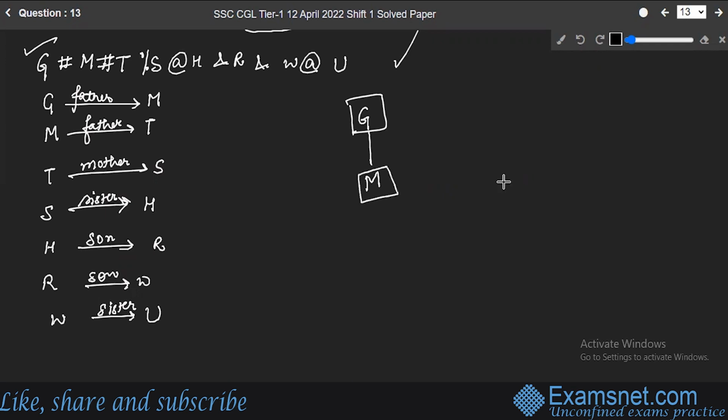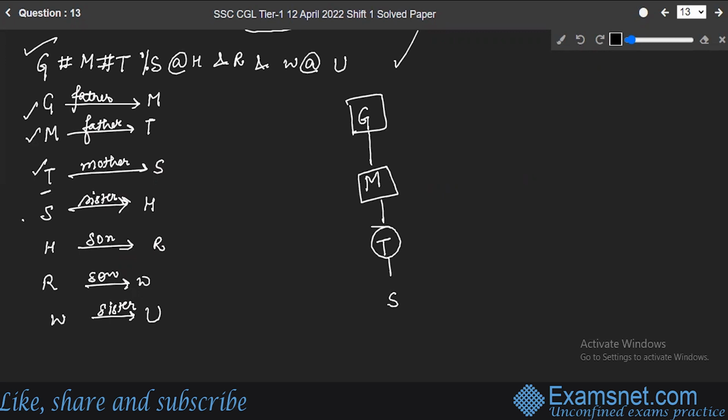That means M is a male. It's father of T. Now I don't know whether T is a male or a female. The next one says T is mother of S. That means T is a female. Okay, it says T is mother of S. That's a difference of generation. Here is S. I don't know whether S is a male or female. We are done with these three.